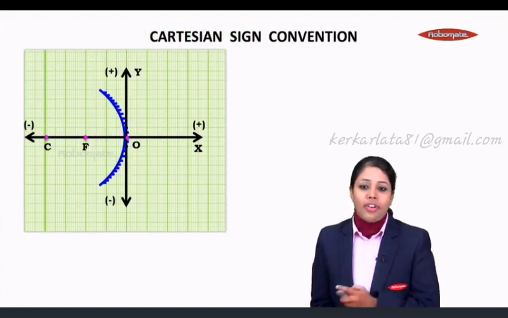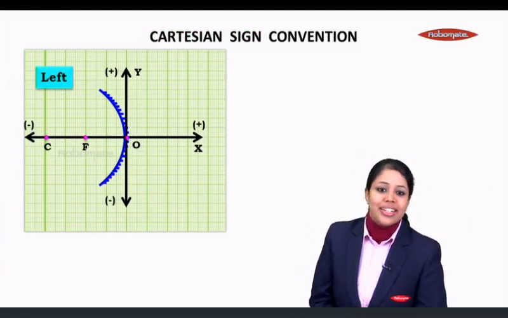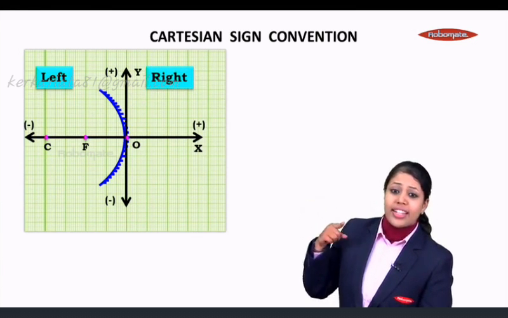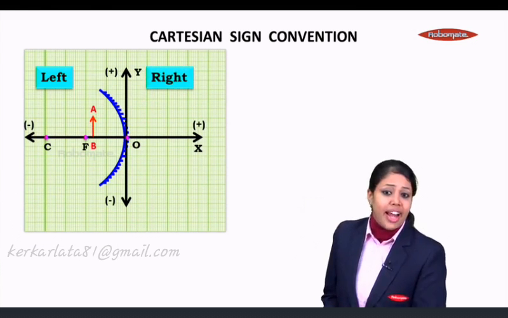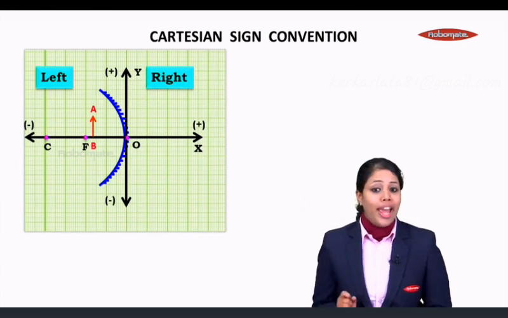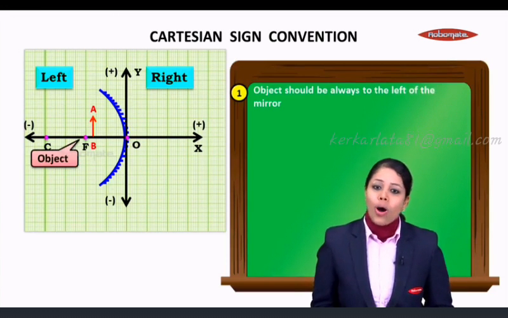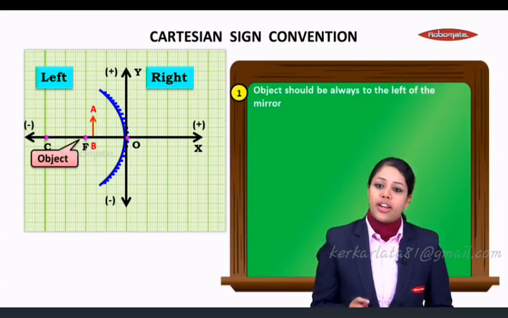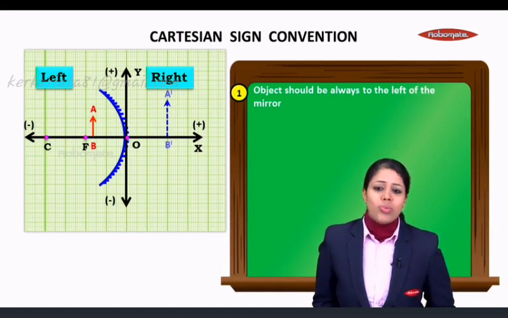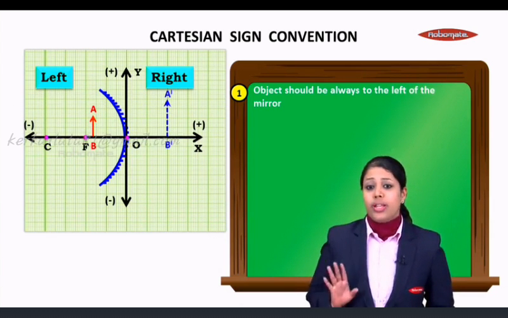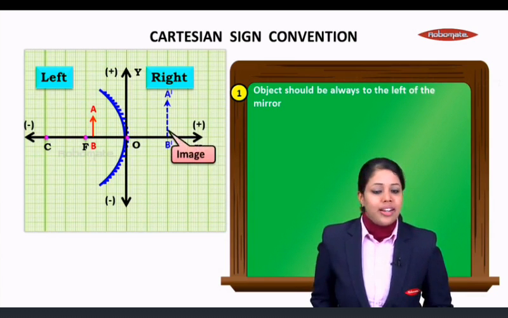The same graph, I'll place it over here, and now let's come to the Cartesian sign convention. This is the left side of the graph and the other side is the right side of the graph. And we have seen the ray diagrams. In all the ray diagrams, we place the object to the left side, right? So the first point says the object should always be to the left side of the mirror. Next, I'll place the image. Let's assume that the image is behind the mirror. That is a virtual image, right? The image is named A dash B dash. This is the image, right?